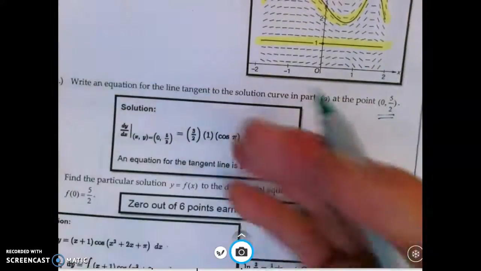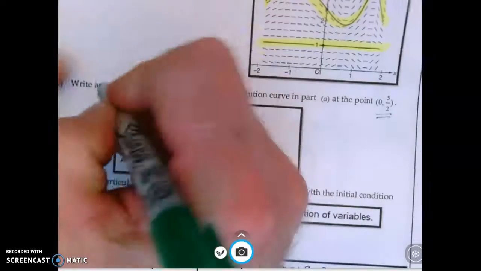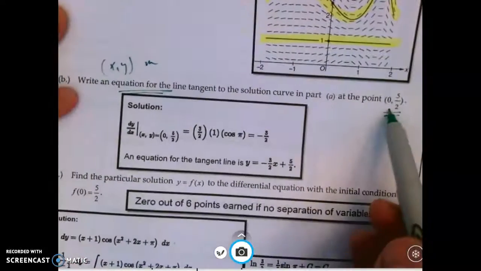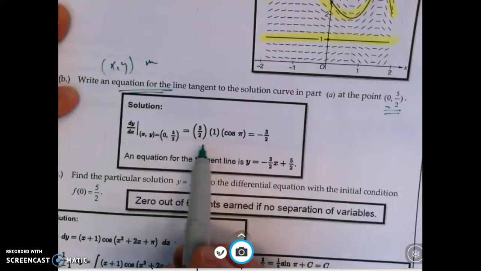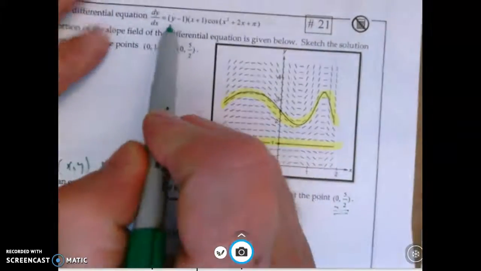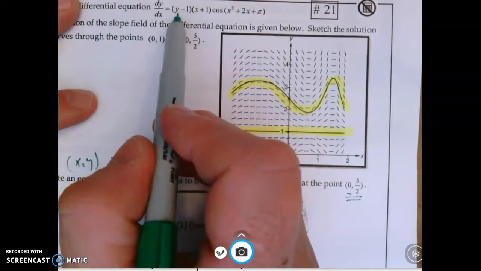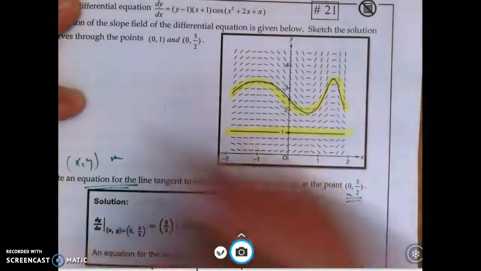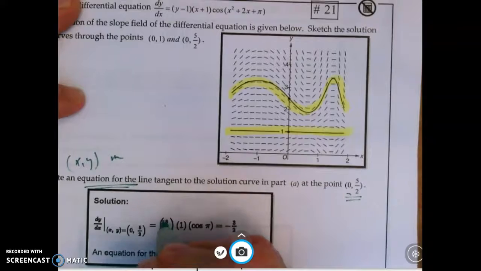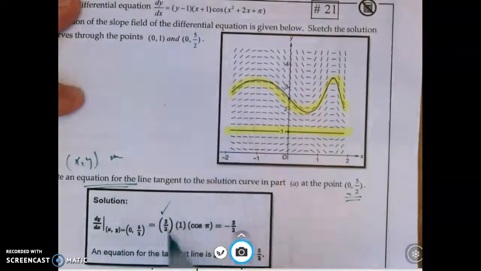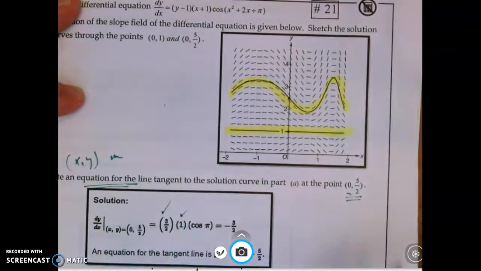So as we've said 100 times, for the equation of the line, we need x, y, and we need slope. Well, in this case, we are given the x, y, right? To find the slope, we plug our (0, 5/2) into our original function, right? So 5/2 plugged into y minus 1 is going to be 3/2. So there's my 3/2, all right? 0 plugged into 0 plus 1 is going to give me 1.